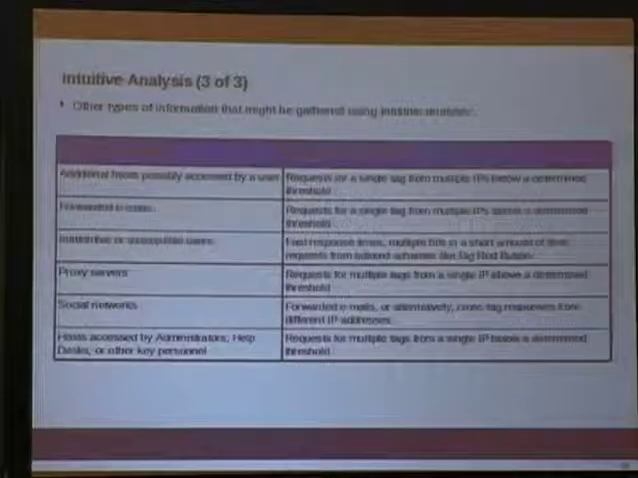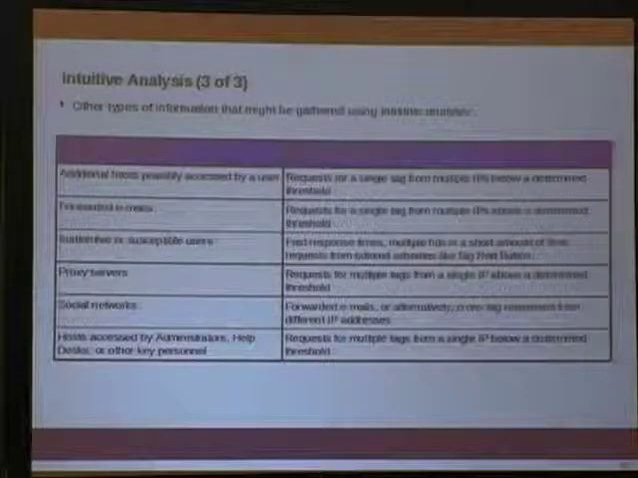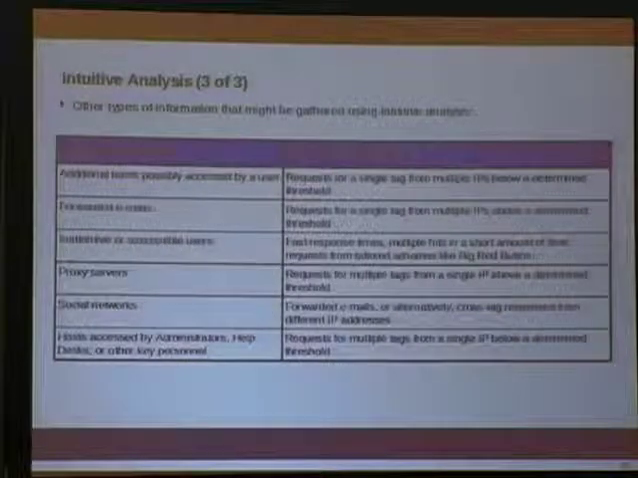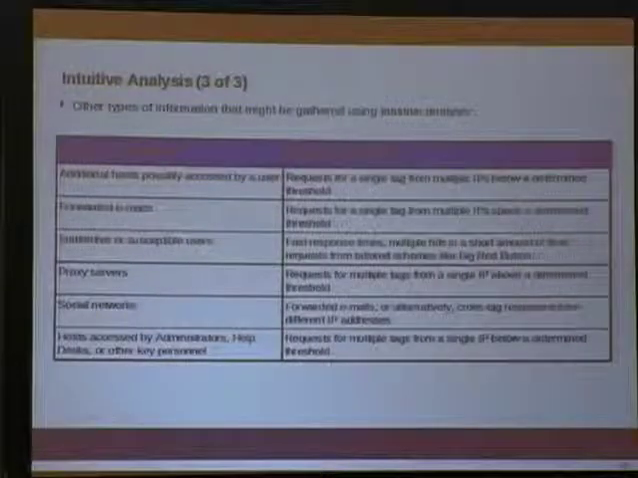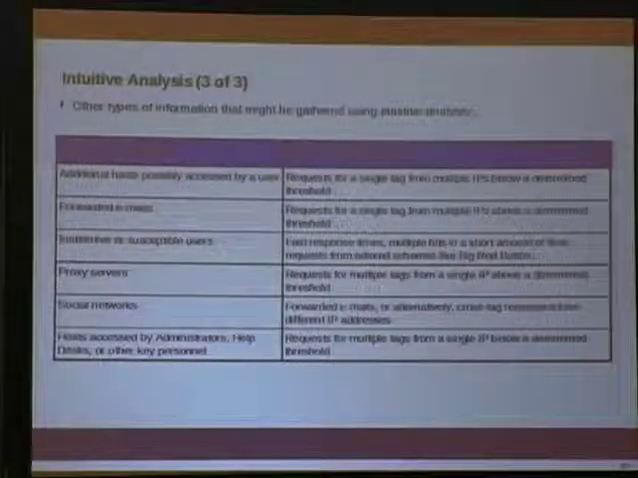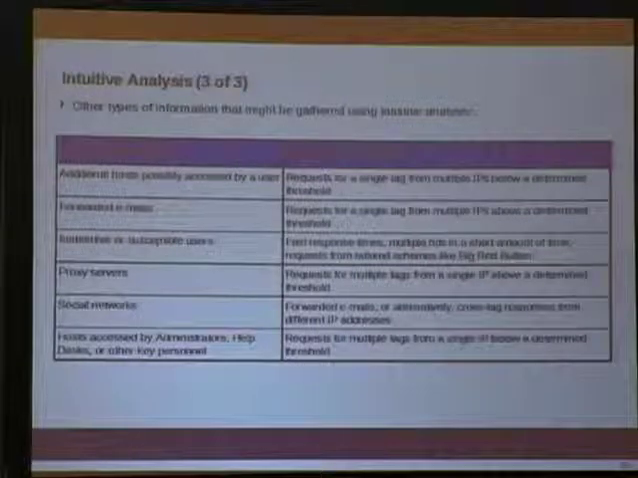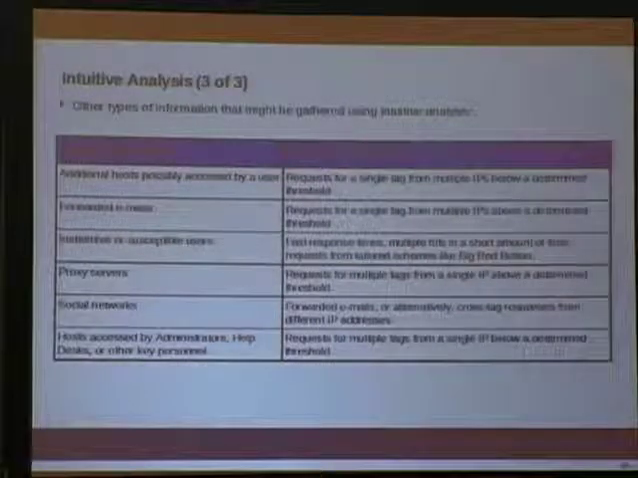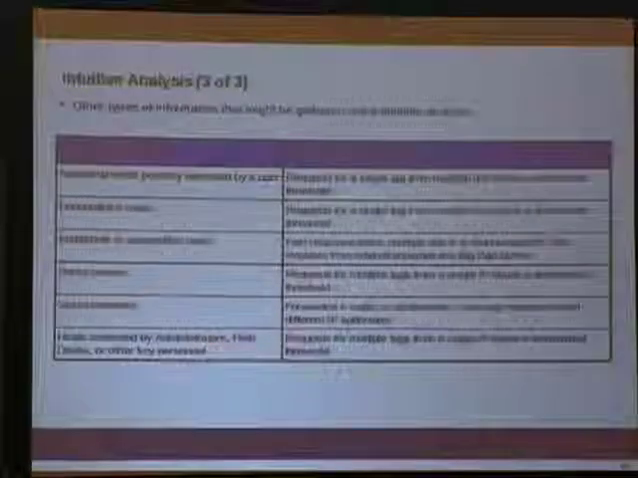Or if we get requests for tailored schemes like Big Red Button, and I'll show you what Big Red Button is here in a minute. We can start isolating proxy servers. If you're running a pen test, you might want to know which hosts are worth targeting and which hosts aren't. Whether or not you'd want to target proxy servers is up to you. But again, if we get multiple tag requests from one IP above a determined threshold, we can start to figure out that that's probably a proxy server.